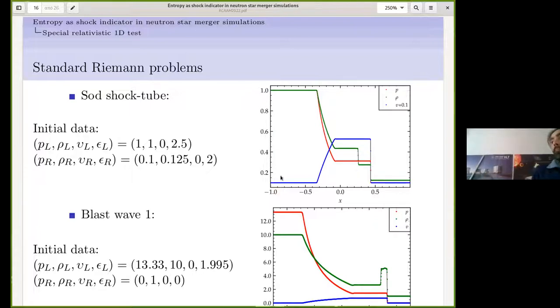We are quite good if one considers that this is only 800 grid points. If we increase the grid points we're using, we have even better accuracy, so our numerical results fit the exact solution even better. This is what I wanted to say about the special relativistic tests.